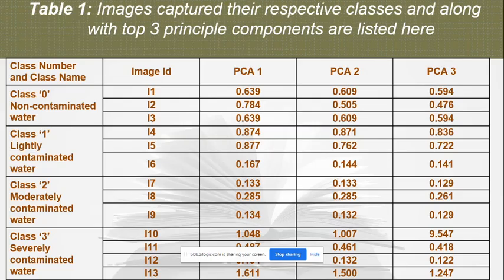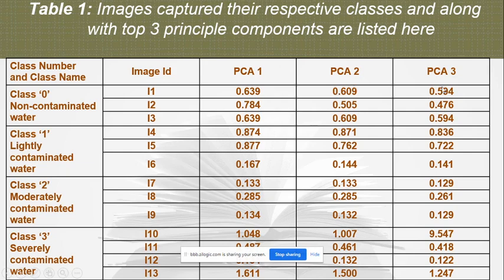In class 0, non-contaminated river water, I have 3 image samples. The topmost principal component has the value 0.639, the next has 0.699, and the third has 0.594. What is PCA1? Top first means the highest eigenvalue. The next highest eigenvector value is 0.063609, and the third is 0.594.